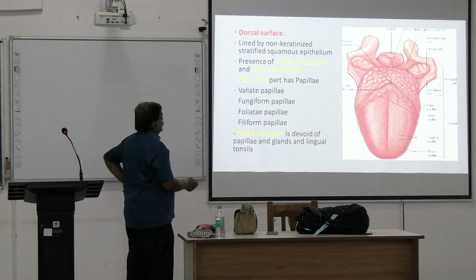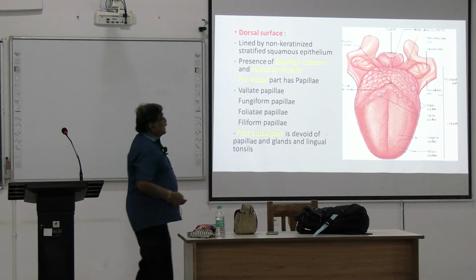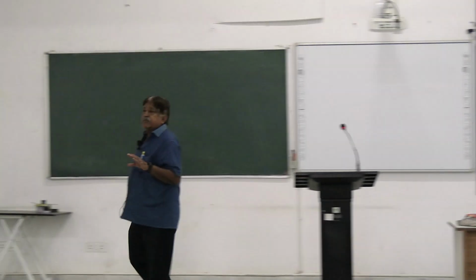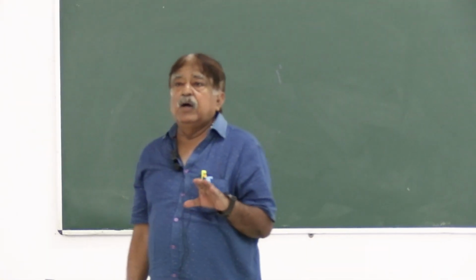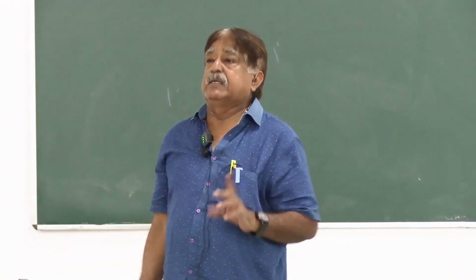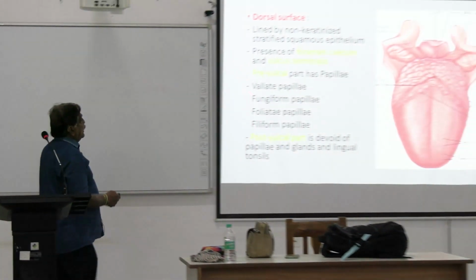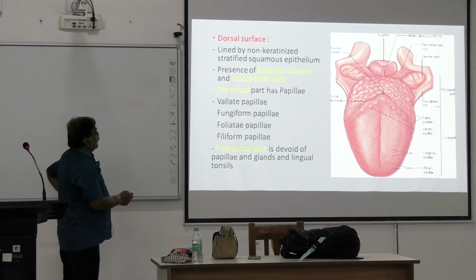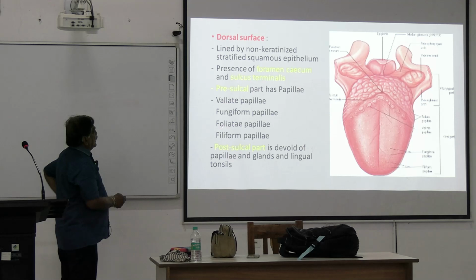Okay. Now you can be asked a question: describe the dorsal surface of the tongue, or draw the dorsal surface of the tongue and label it. And the position of the papillae, the types of papillae: presulcal part has vallate, fungiform and filiform papillae. Post-sulcal part is devoid of papillae and glands, and has lingual tonsils.